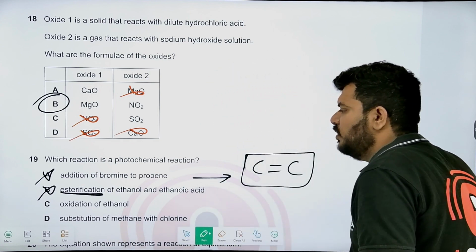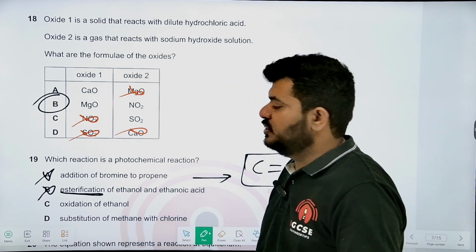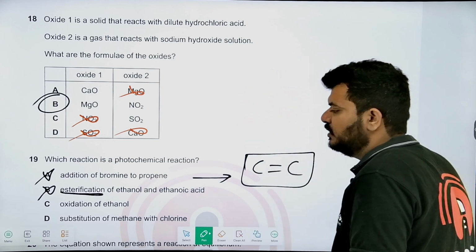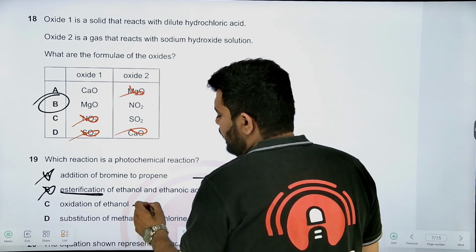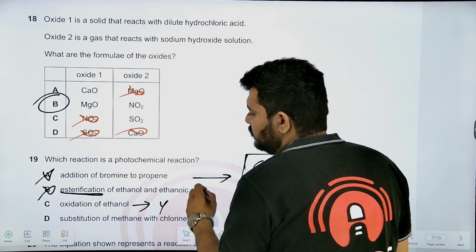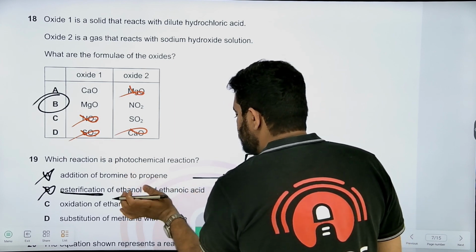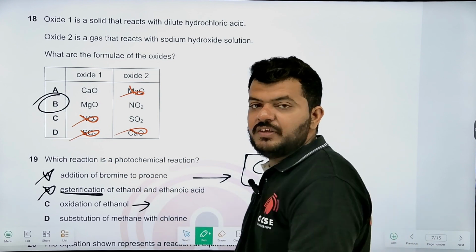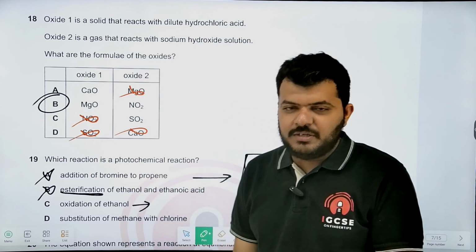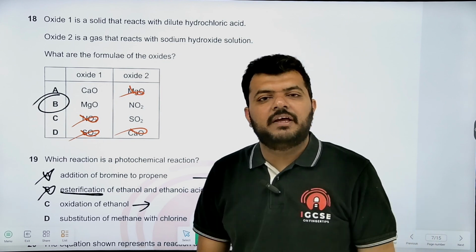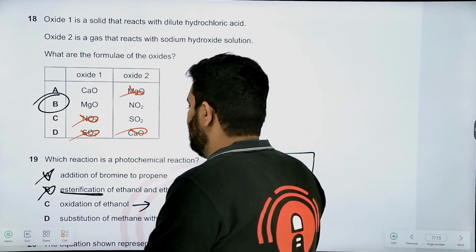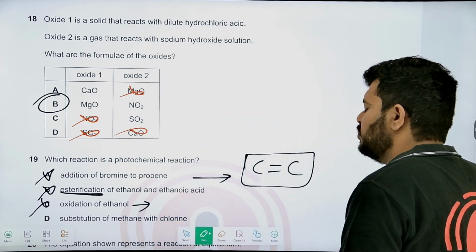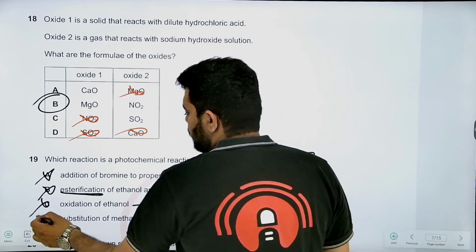It requires concentrated acid like H3PO4 or H2SO4. Oxidation of ethanol, not yeast, might require bacteria or it might require K2Cr2O7 or KMnO4, potassium dichromate or potassium permanganate as oxidizing agents, but definitely not light. We are left with just one option, substitution of methane with chlorine.